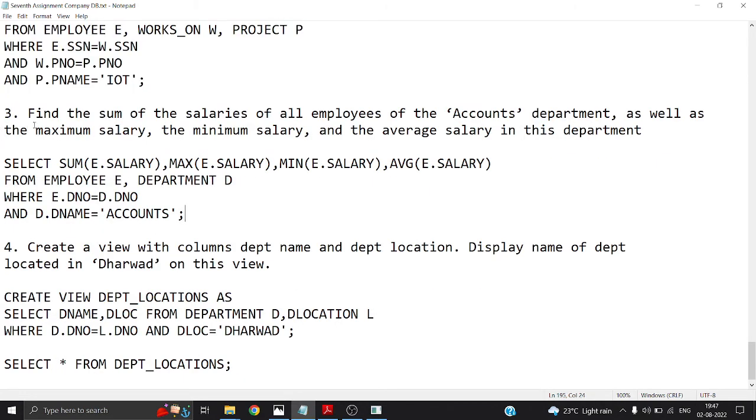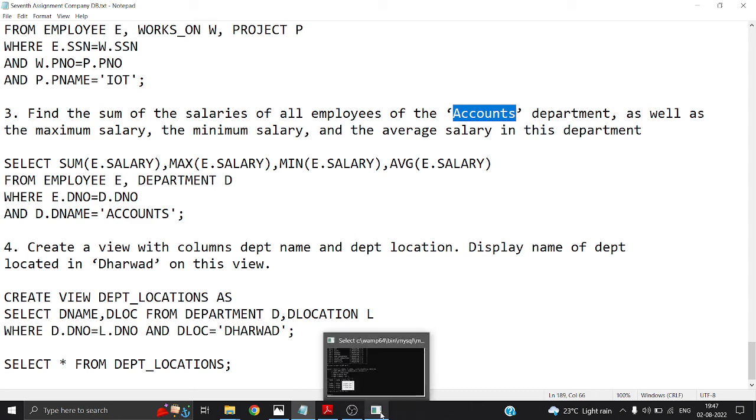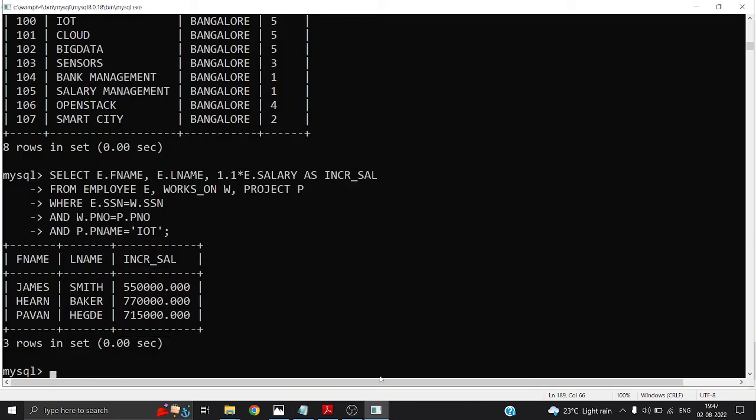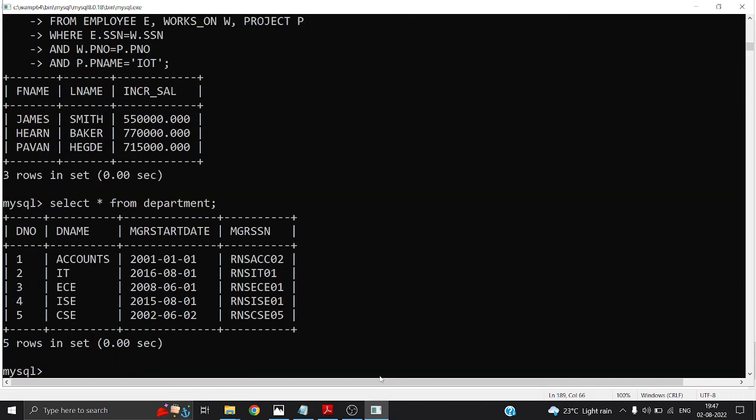Next, the query is to find the sum of the salaries of all employees of the accounts department, as well as the maximum salary, minimum salary, and average salary. We need to compute the sum, maximum, minimum, and average of the salary for the accounts department. Now we require only two tables' information. Let me show you. Select star from department, because our first condition is they want accounts department information. Then let me show you the employee table information.